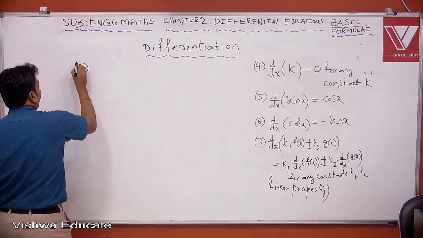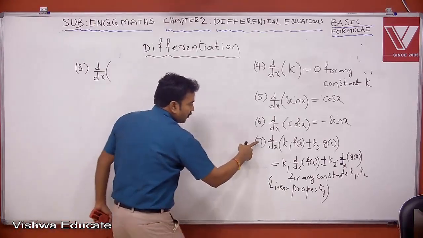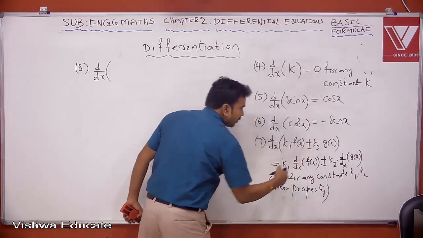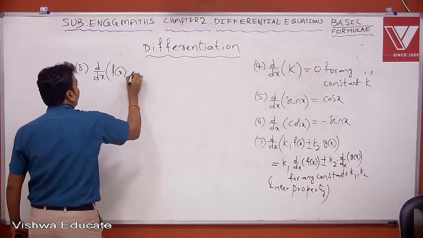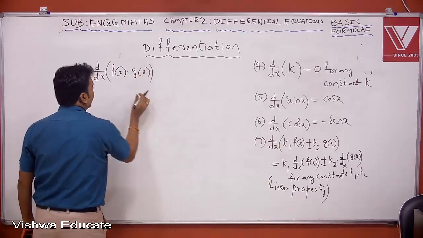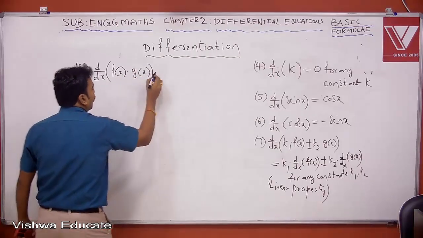Now we write formula number 8. This is d by dx of... In formula number 7, we have covered plus and minus symbols. Now let us take product. So d by dx of f of x dot g of x. Derivative of the product of two functions, f of x multiplied with g of x.